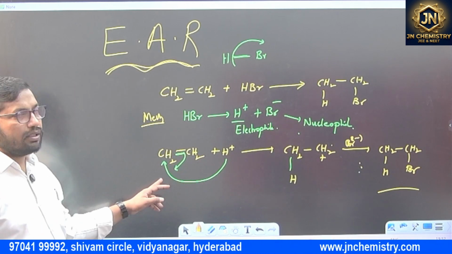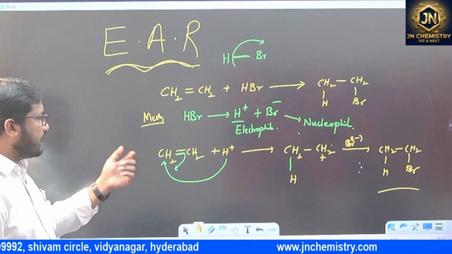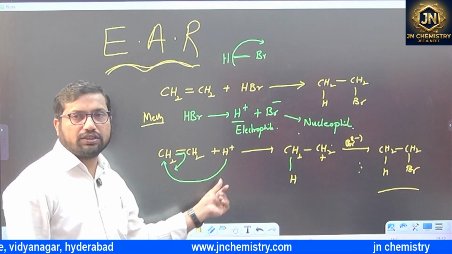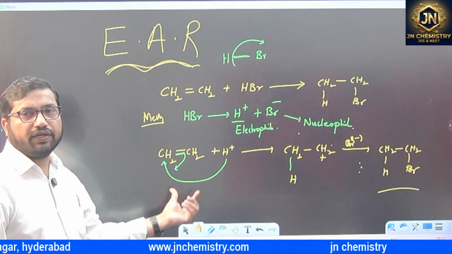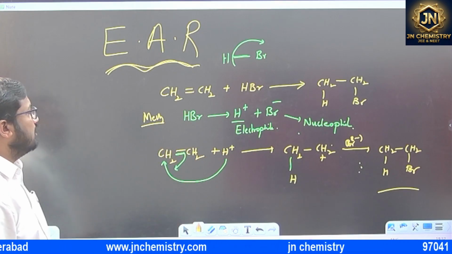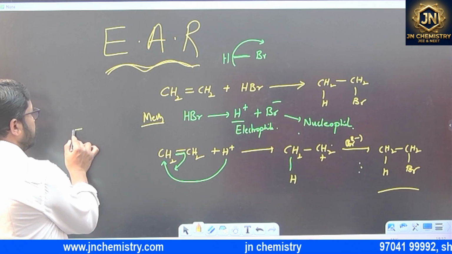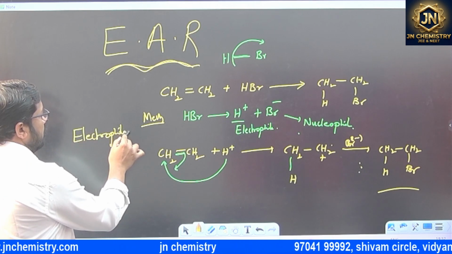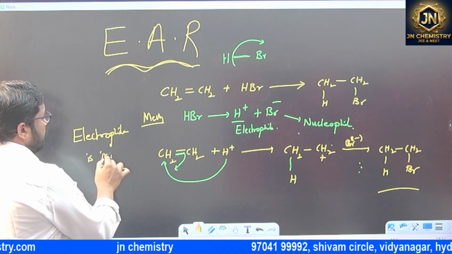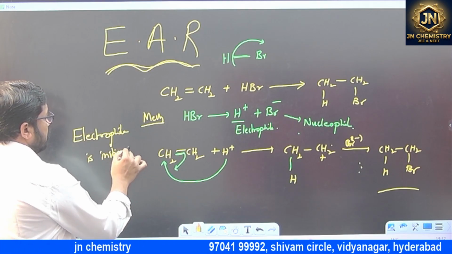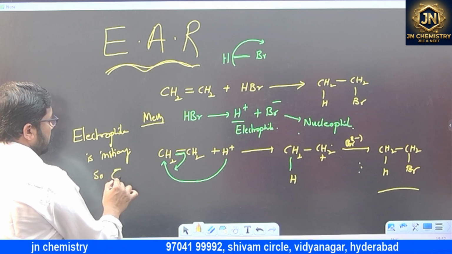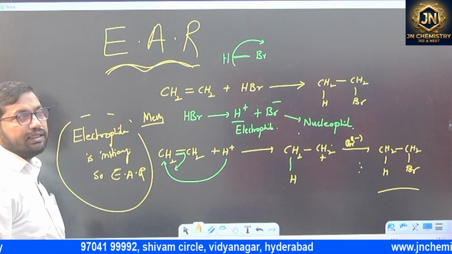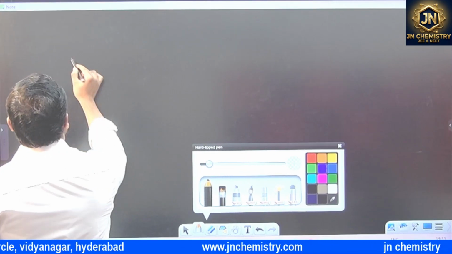This is the slow step, no? So the bond is breaking there. Here is H plus. Electrophile is initiating the reaction. That's why this total reaction we call an electrophilic addition reaction. So write it down. Electrophile is initiating. So you could say electrophilic addition reaction. If nucleophile is initiating, nucleophilic addition reaction. Now write the products.